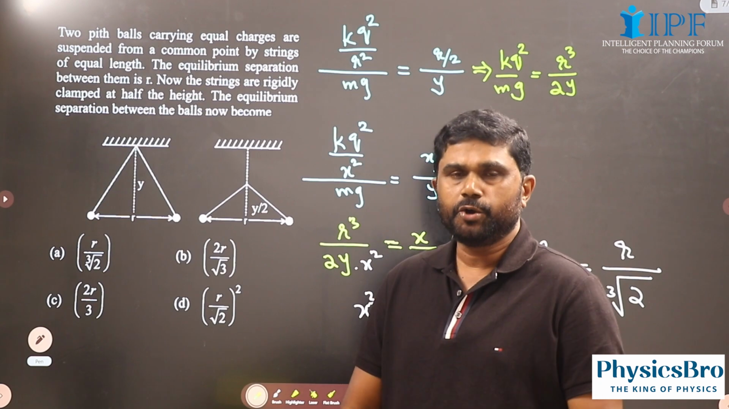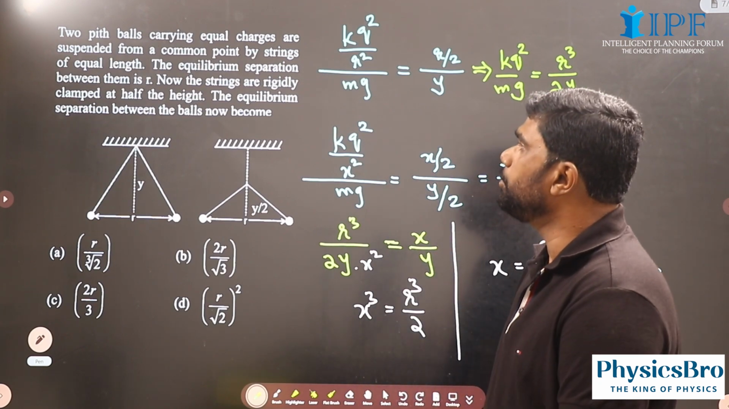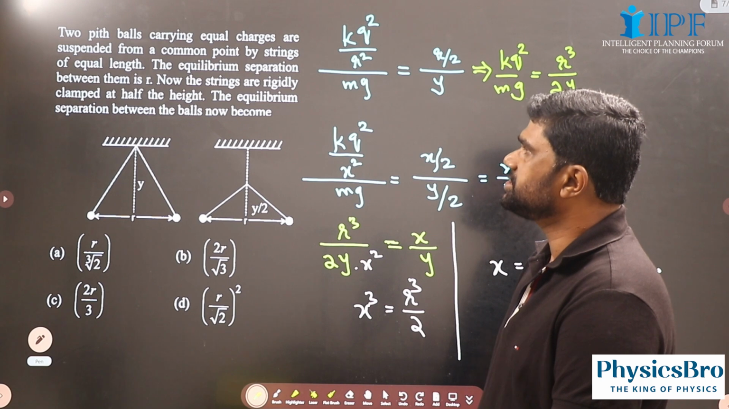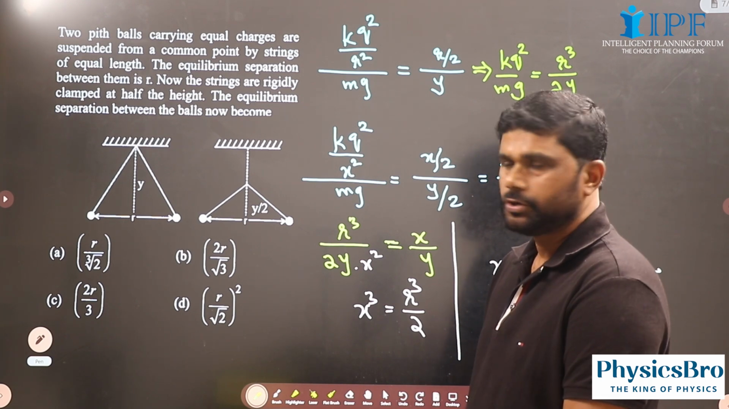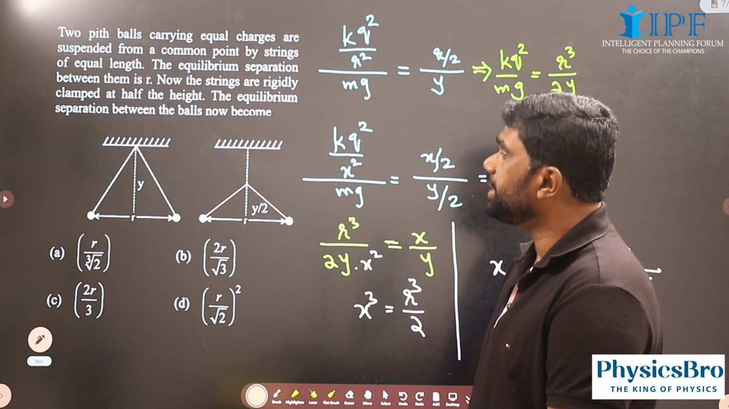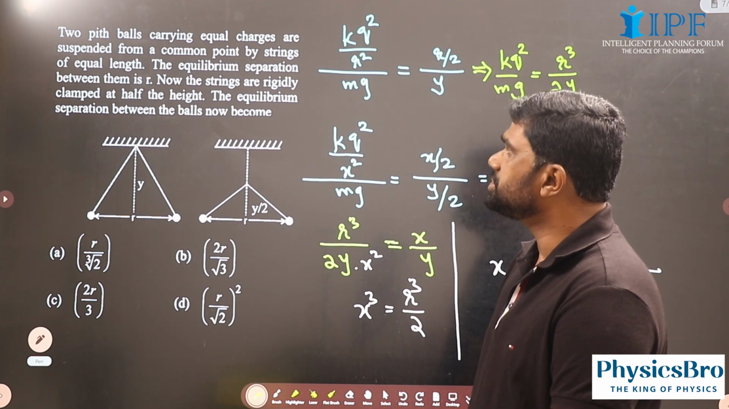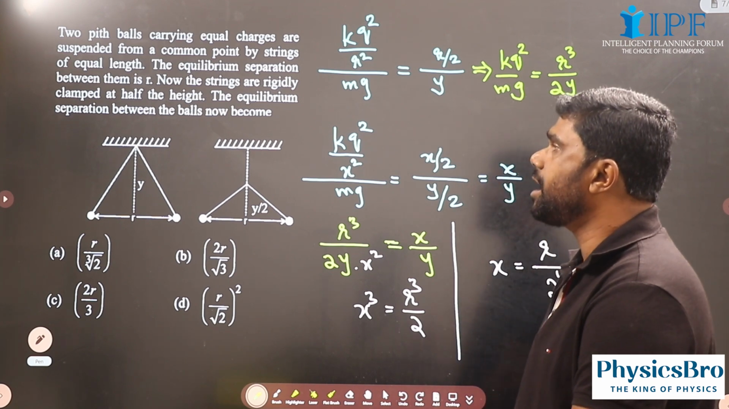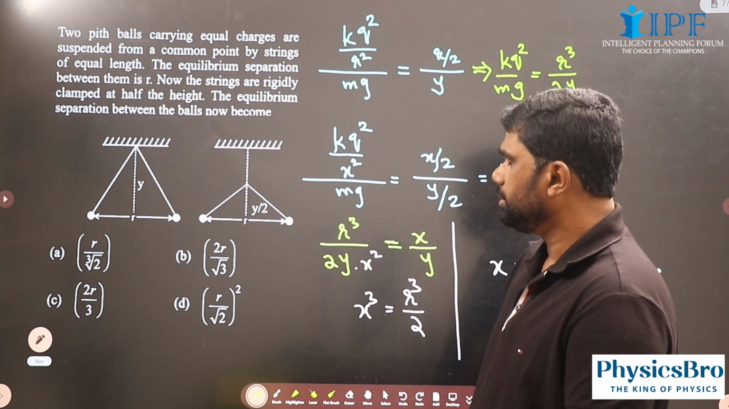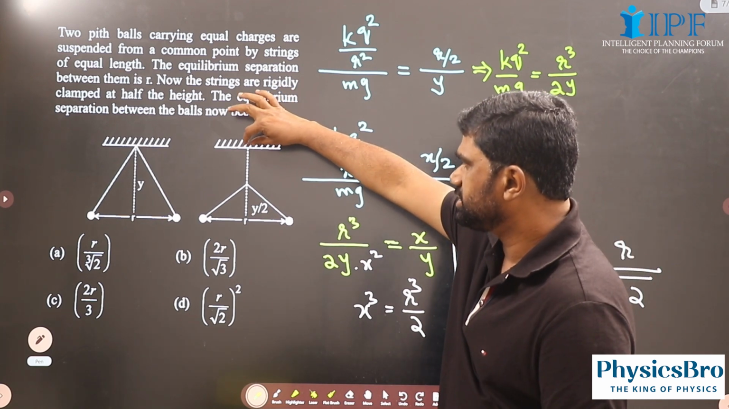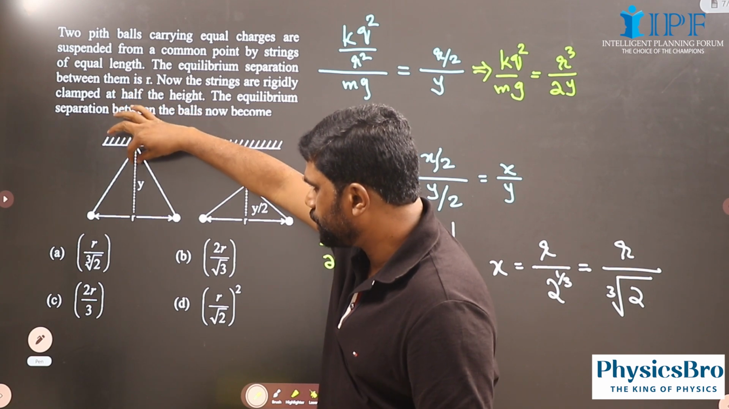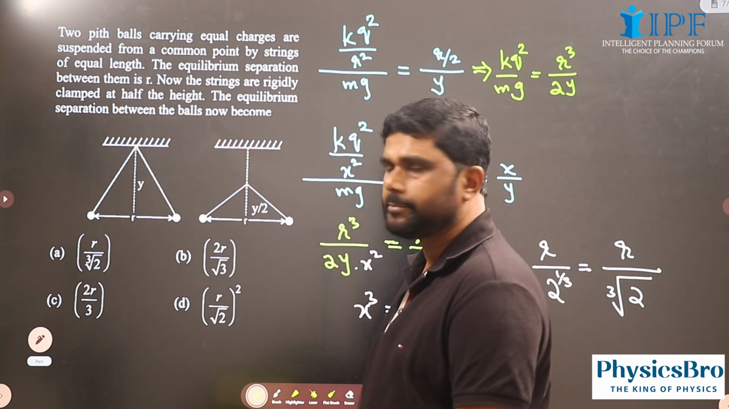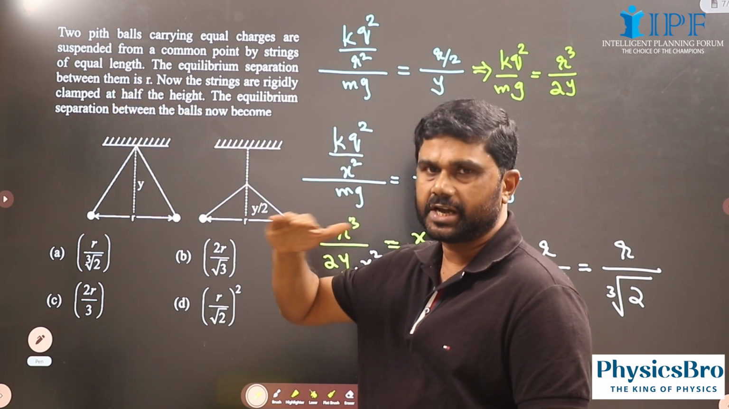Now let's see the next question. Two pith balls carrying equal charges are suspended from a common point by strings of equal length. The equilibrium separation between them is r. Now the strings are rigidly clamped at half the height. Suppose there is a bead here, and that bead I have dropped like this and clamped here, at half the height.